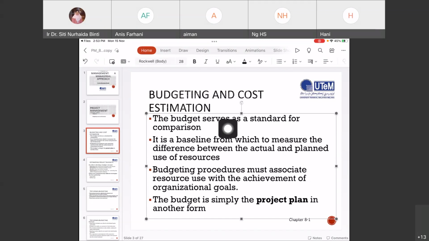Budget doesn't only involve figures, but it is a baseline that we can use to measure the difference between the actual and planned use of resources. So how far are you away from your actual plan? Budget procedures must associate resource use with the achievement of organizational goals, and the budget is simply the project plan in another form.